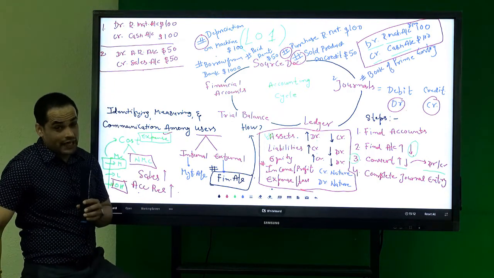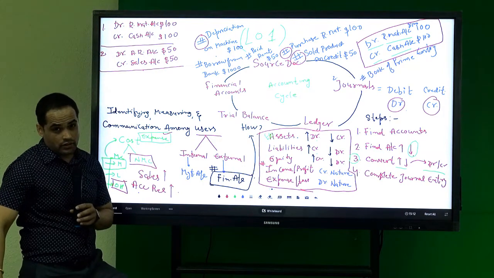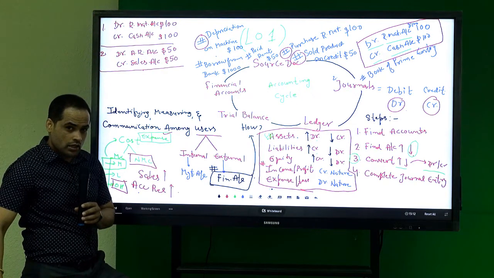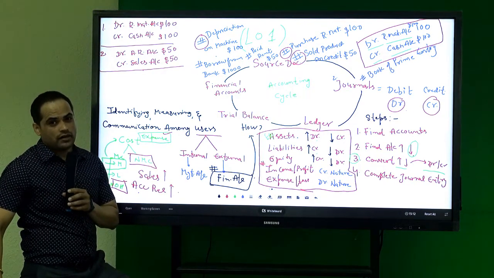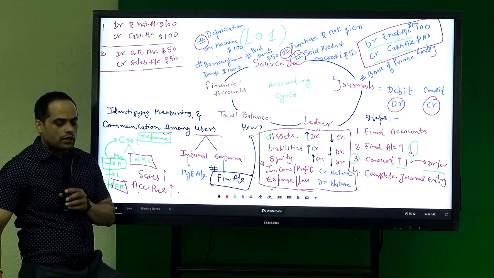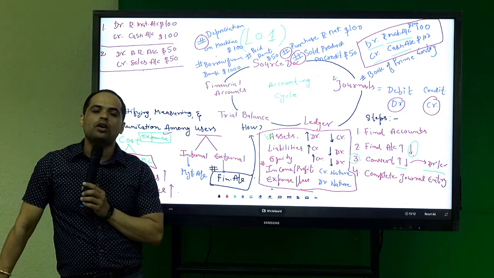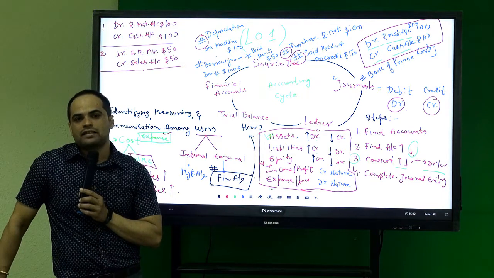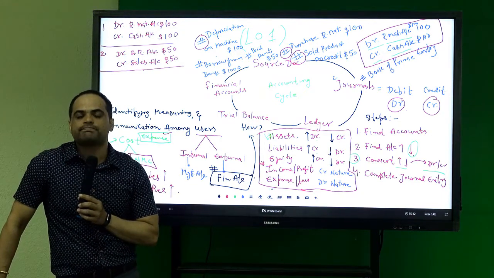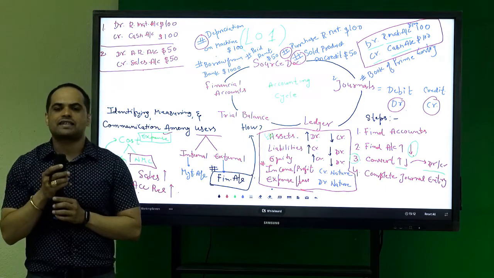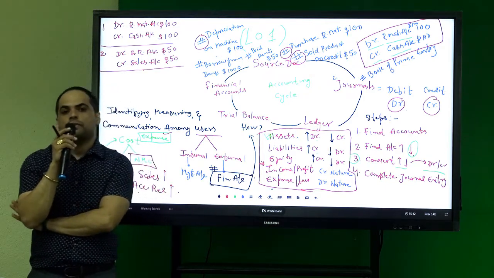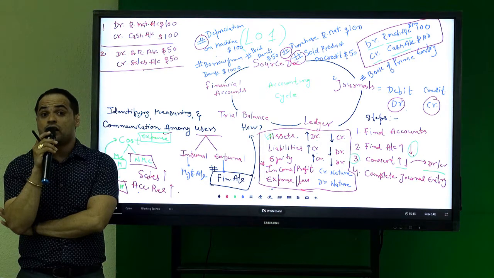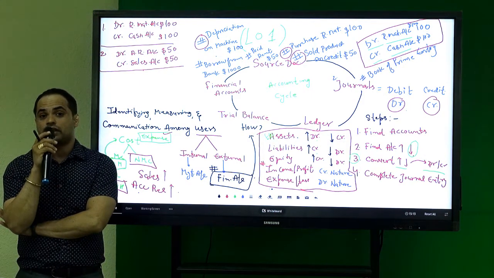Now, so depreciation debit, what will be credit? If depreciation is an expense and is debited, it doesn't mean that cash will be credited. No, because remember, depreciation is a non-cash expense. Why is it a non-cash expense? Because we do not pay in terms of cash. Let's say last year my assets value was $1,000. This year my assets value became $950. So $50 asset value reduced, that's called depreciation.